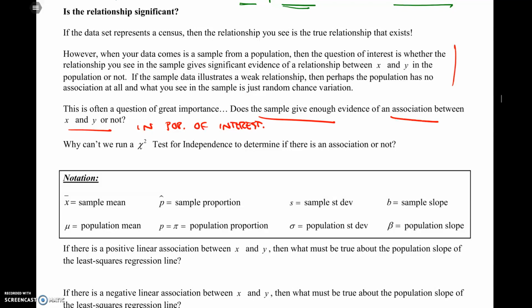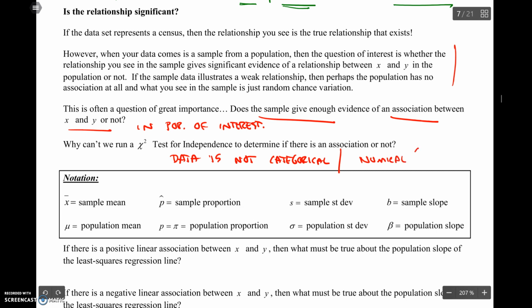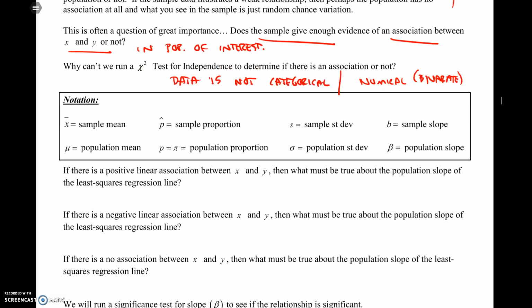We can't run a chi-squared test for independence to see if there's an association because the data is not categorical. It sounds like the chi-squared test for association is the one that we're always going to run. Well, if the data is categorical, sure. But if it's numerical and bivariate, by the way, bivariate meaning we have two variables that we're seeing the relationship between, then we've got to do something else. Well, this was last chapter.